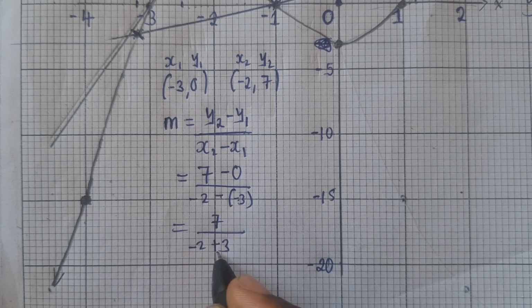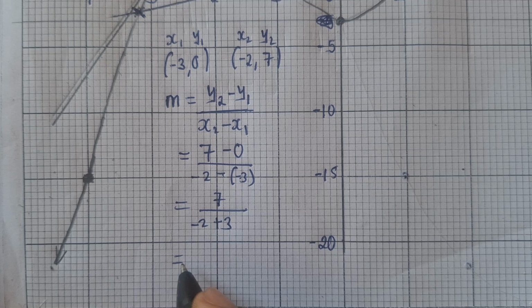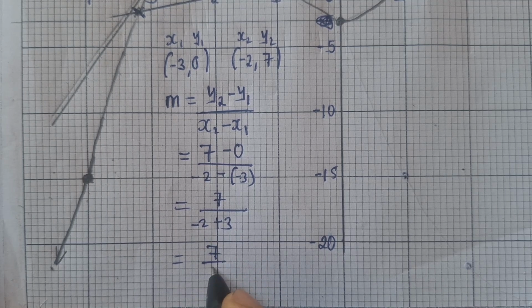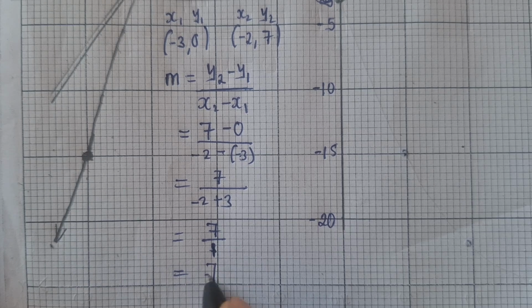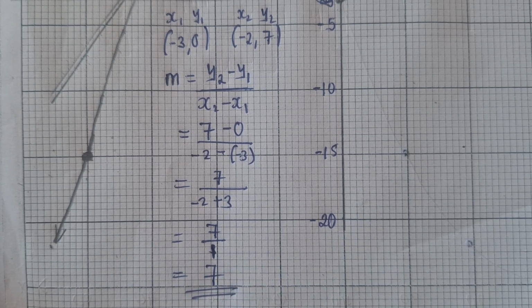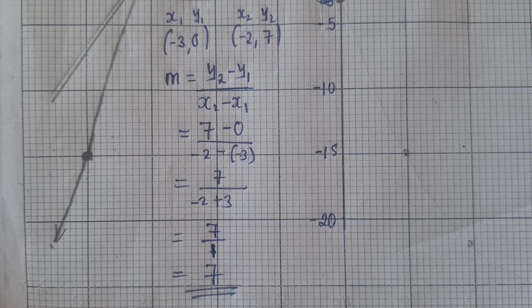You see, negative and negative will give us a positive. Yes. So this is a 7 over a 1. It's a 1, huh? Yes. Our answer is a 7. So that's how you get to find this. Our answer is a 7.